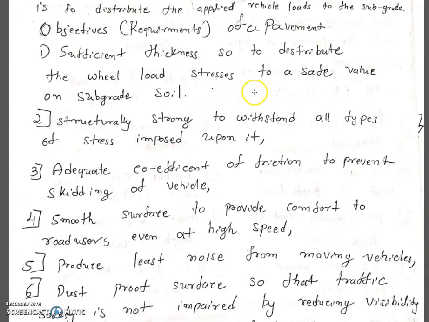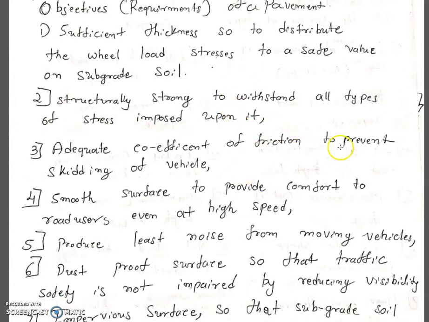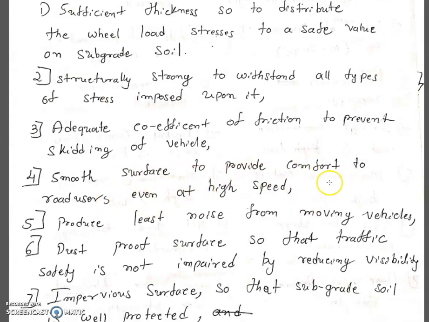Next, structurally strong to withstand all types of stresses imposed upon it, whether it is the compressive stress or flexural stress, that is, if bending takes place, all types of stresses should be withstandable. Next, adequate coefficient of friction to prevent the skidding of the vehicle, and a smooth surface to provide comfort to road users even at high speed.